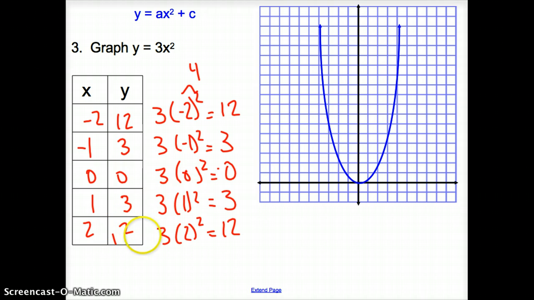And once again, graph these coordinates. So negative 2, 12. I'm going to go over negative 2 on the x and up 1, 2, 3, 4, 5, 6, 7, 8, 9, 10, 11, 12. And put a point right there. Then negative 1, up 3. Then 0, 0. Then 1, 3. And then 2, up 12.